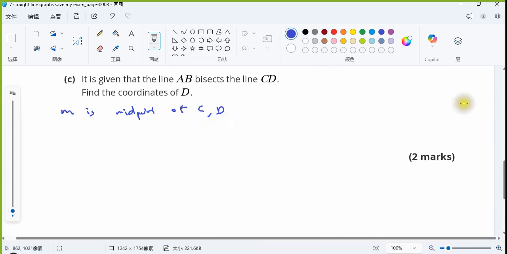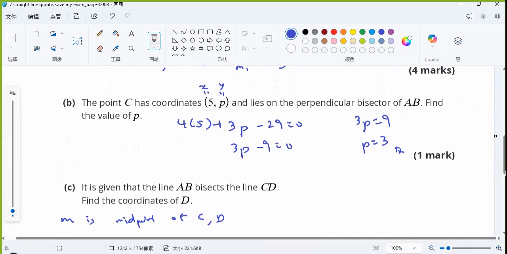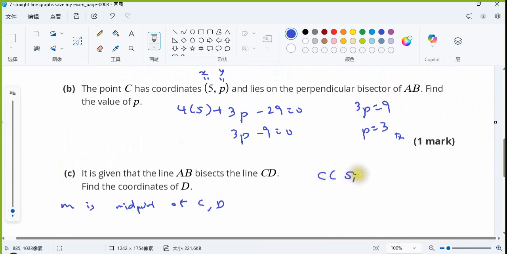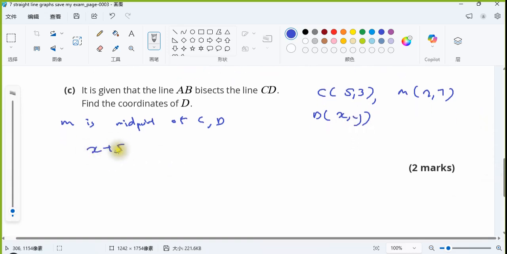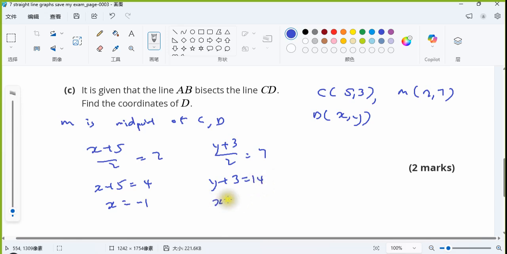So the coordinate of C is 5, 3. And then the coordinate of the midpoint is 2, 7. So we let D be x, y. So we have x plus 5 over 2 equal to 2, x plus 5 equal to 4, x is -1. y plus 3 over 2 equal to 7, y plus 3 equal to 14, y equal to 11. So the coordinate of D will be -1, 11.